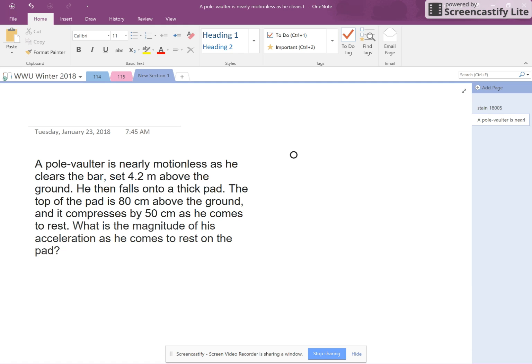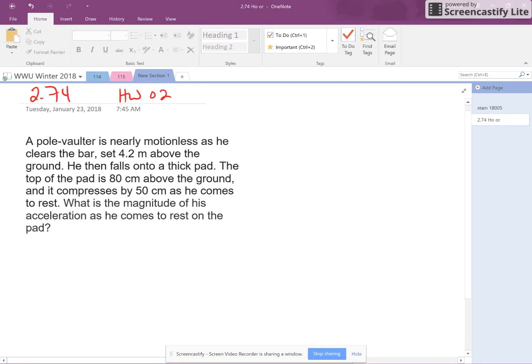Hi guys, there was a request in class on Monday on how to do problem 2.74 from homework 2. So I'm just going to quickly go through how I would solve this problem.